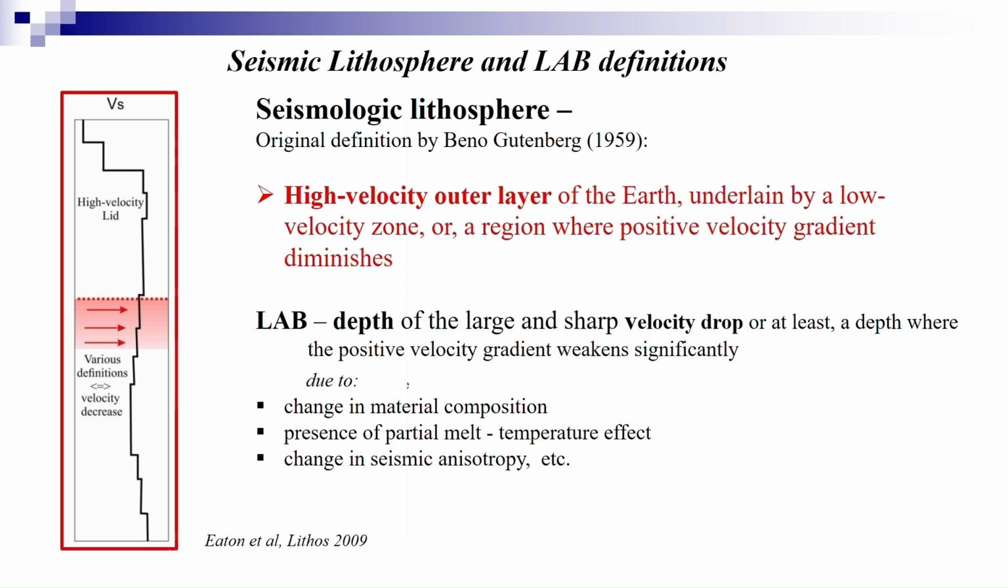According to this definition, the LAB lies at depths of a large and sharp velocity drop, or at least a depth where the positive velocity gradient weakens due to a change in material composition, presence of partial melt, change in seismic anisotropy, and others.